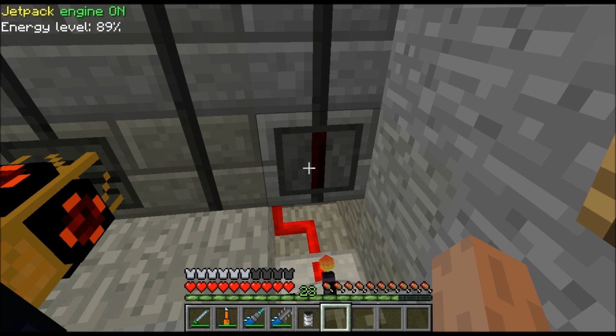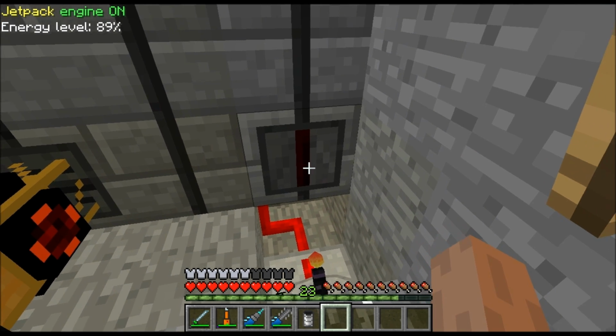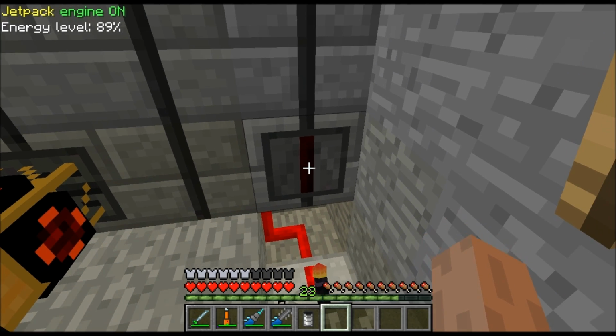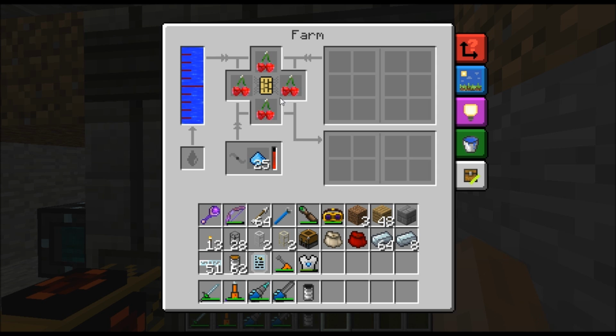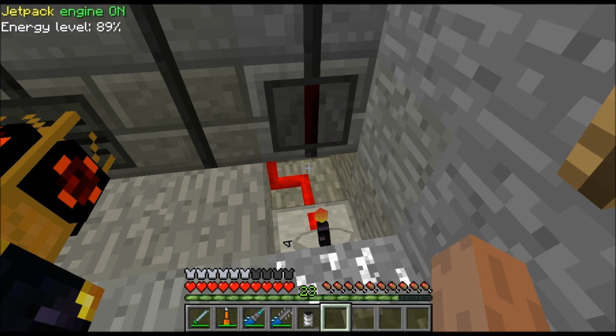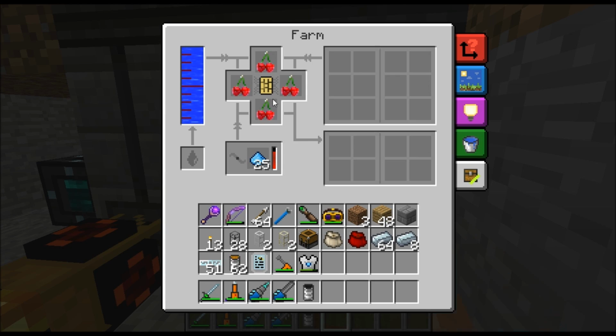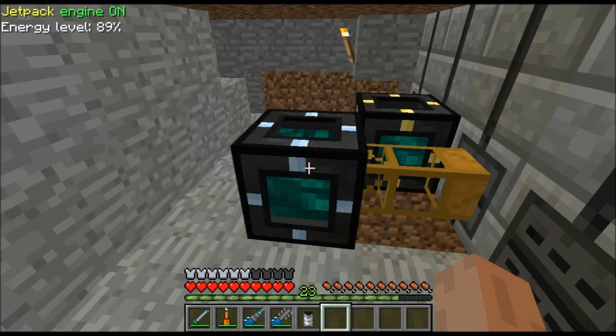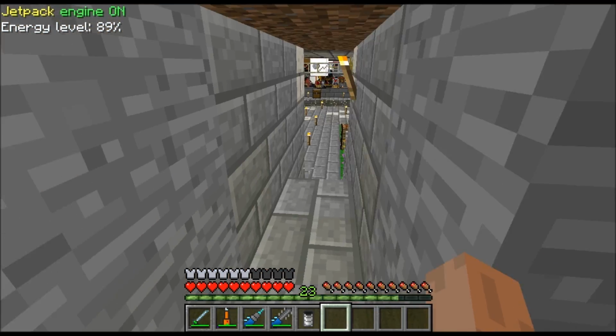But the redstone control block is directional. So if you emit a redstone signal from the north, south, east, and west sides of this block, then it will affect the north, south, east, and west quadrants of the farm accordingly. But if you put the signal in from the top or the bottom, then it affects all 4 of them. So that's pretty cool.